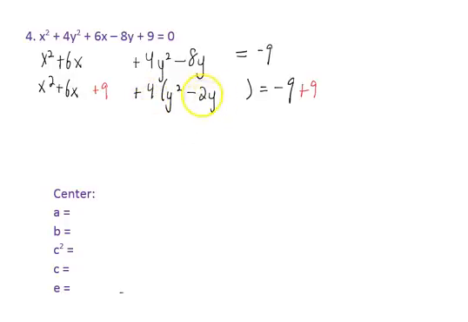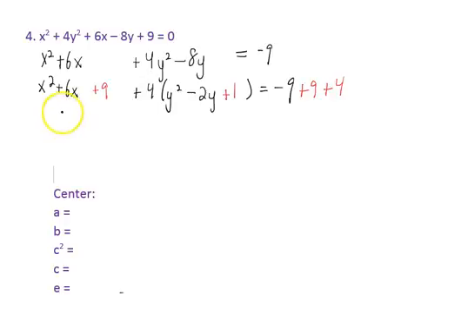When I do the y's, I'm going to work with this 2. Half of 2 is 1, 1 squared is 1. So I add 1 here, but I'm not really adding 1 on this side. I'm actually adding 4 because of the number in front. So take your 1, multiply it by 4, I get 4, add it to the other side.